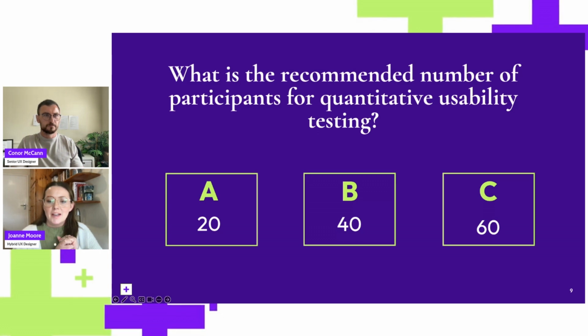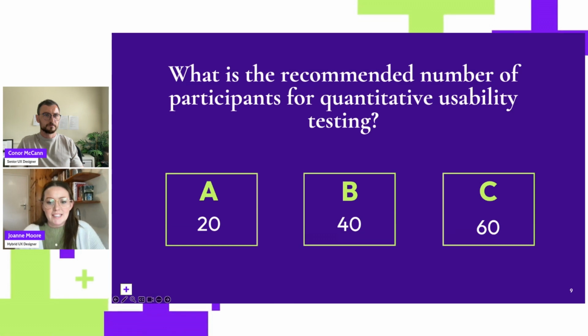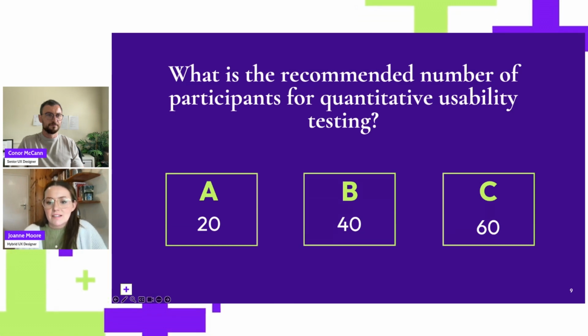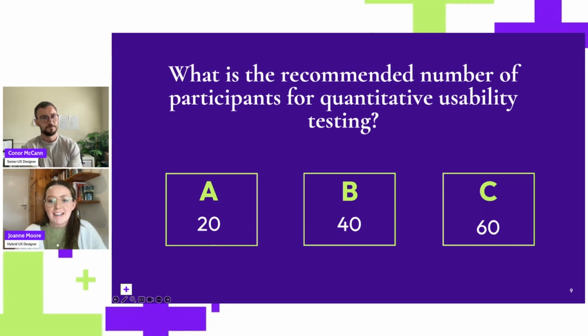Some answer B coming in there, not too big, not too small. Oh, a few B's. So that's 40 participants. Most people are just answering B. Yeah, I think we have a consensus here.